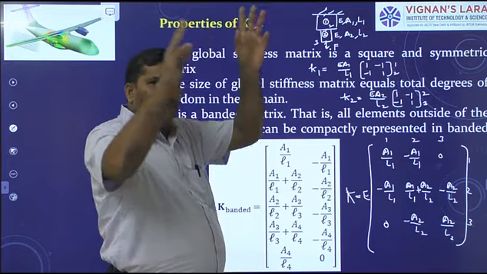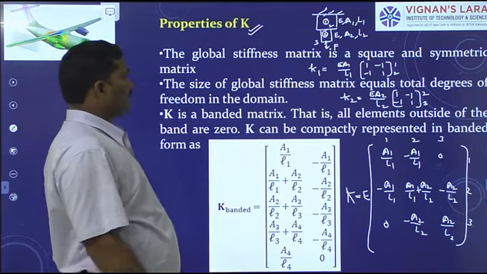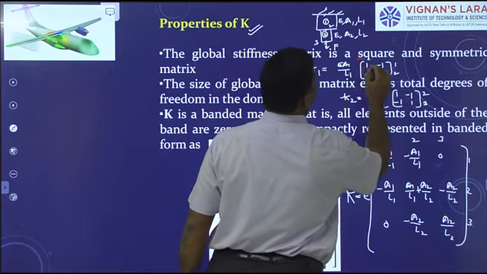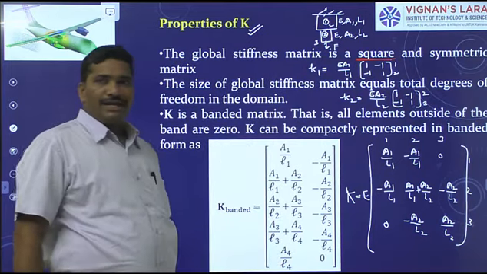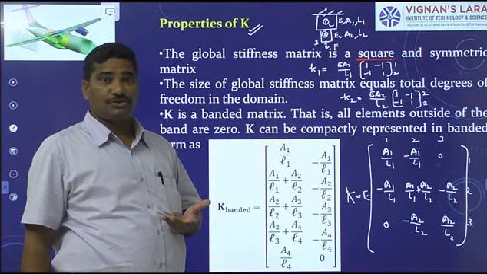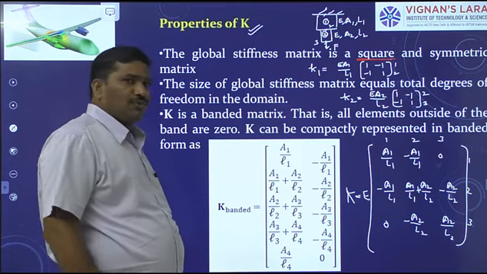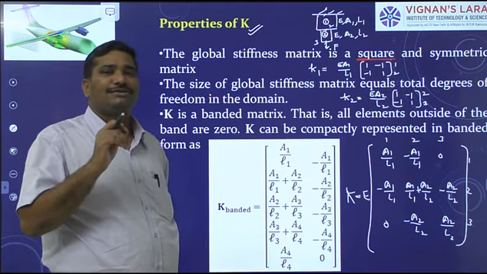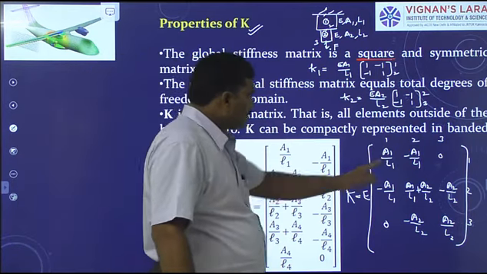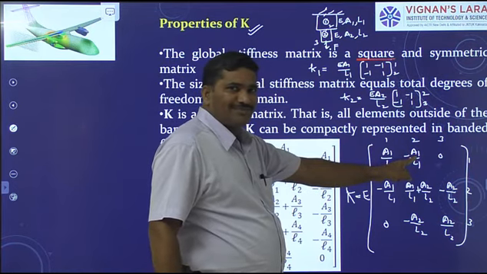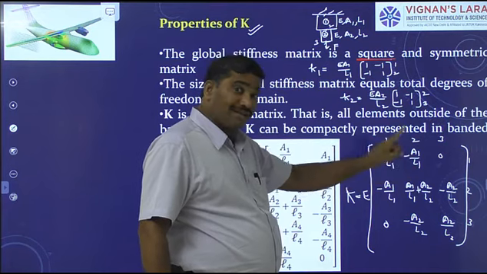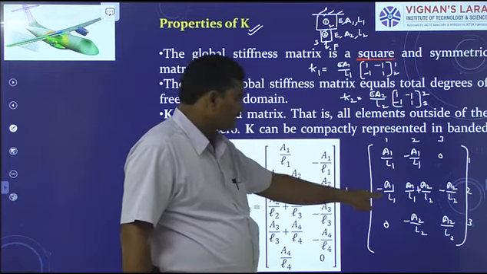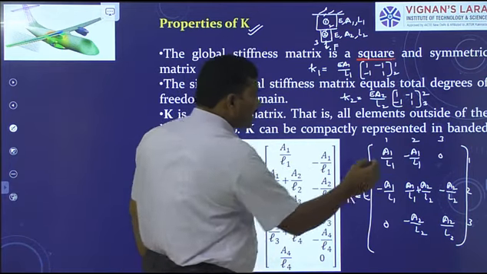How does it look? A square matrix. So the global stiffness matrix is a square matrix. That is the first property. Understand? And it is also a symmetric matrix. Let us see. For any matrix, if Eij equals Eji, it is said to be symmetric. Hence, see here, this is the element in the first row and second column. Now we take the element in the second row and first column. Both are the same here.